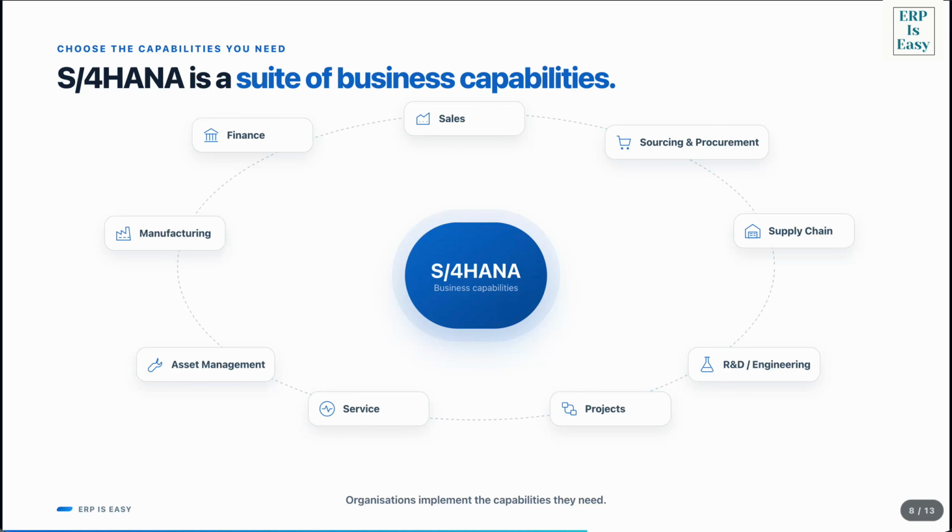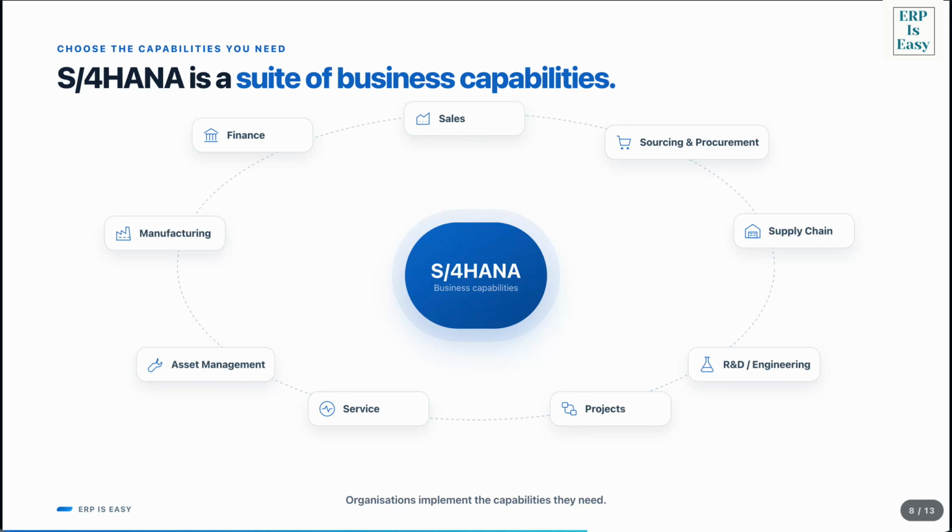A manufacturing company might make heavy use of manufacturing and supply chain modules. A utilities company might rely heavily on asset management and maintenance. A professional services company might have completely different requirements. So you should not think of S4HANA as one giant application where everybody uses everything. Different organizations implement different capabilities or modules based on their business requirements.